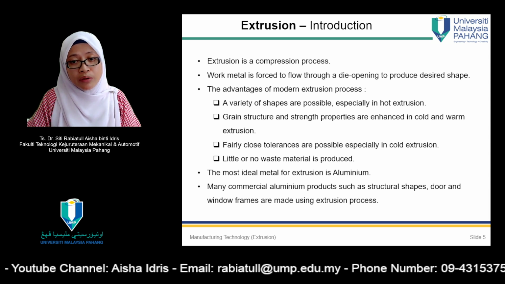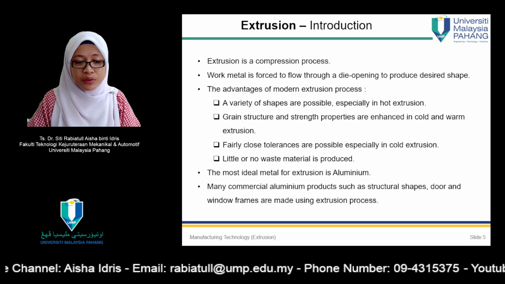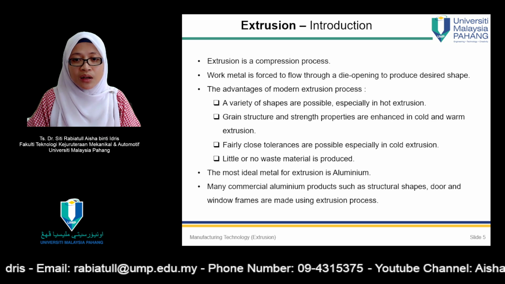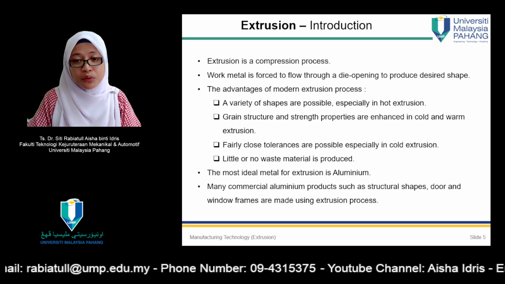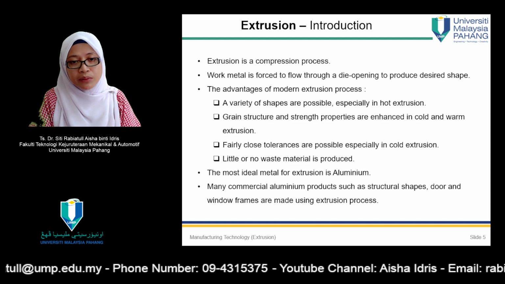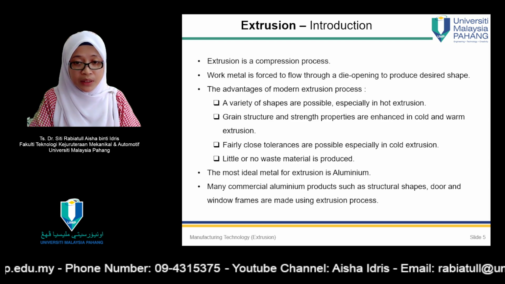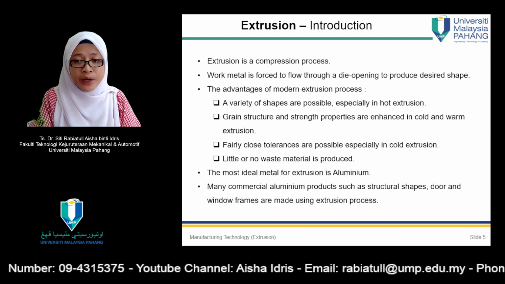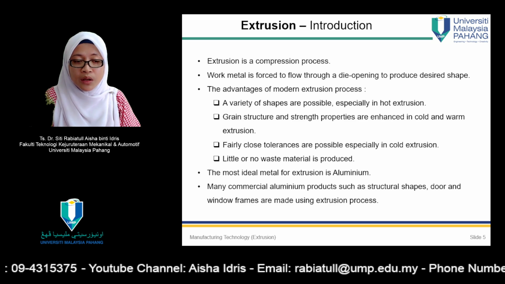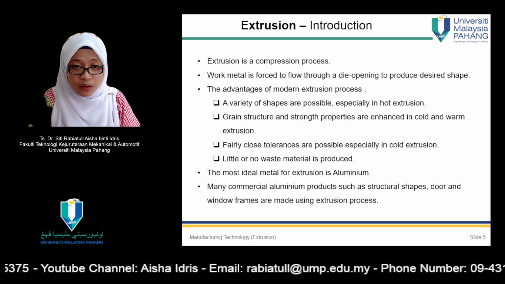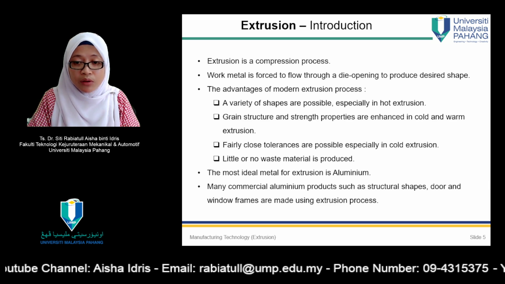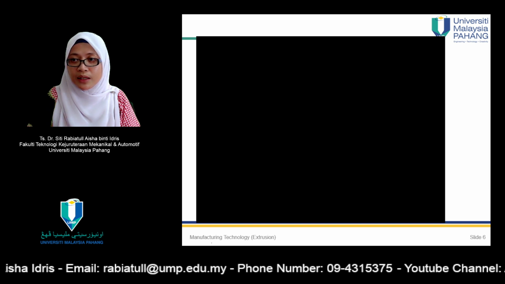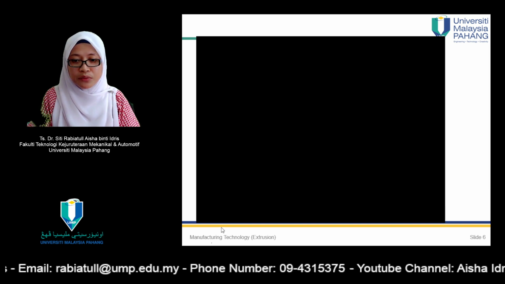Also there is good tolerance in cold extrusion, so no finishing steps are required. Little or no waste material is produced. The most common material used for extrusion is normally aluminium. Examples of products include window frames, railway rails, and so on and so forth. Now let's look at the illustration for the extrusion process.